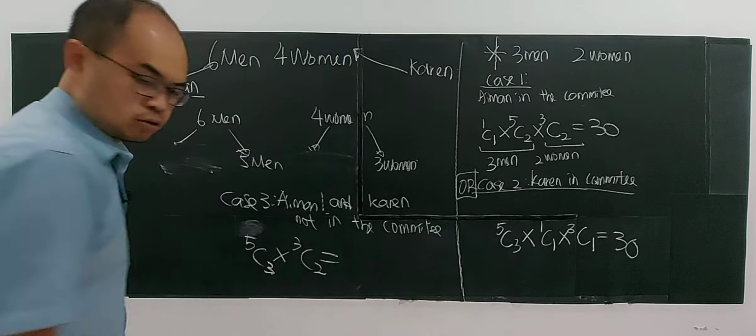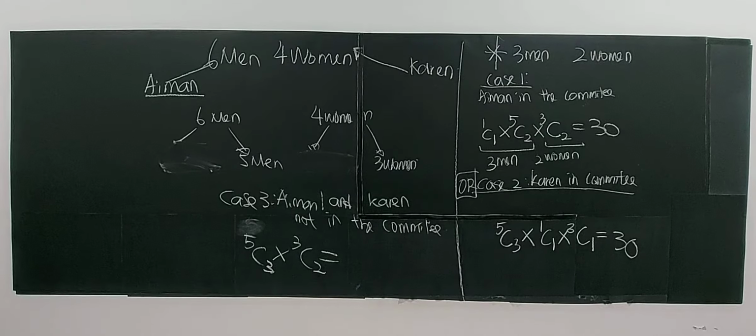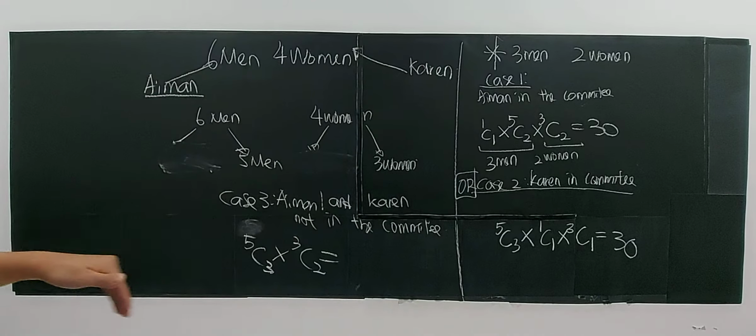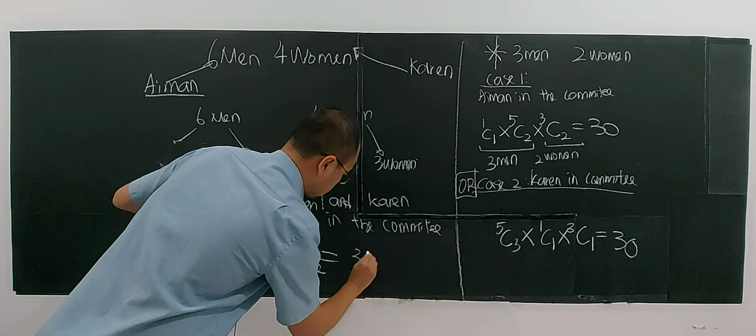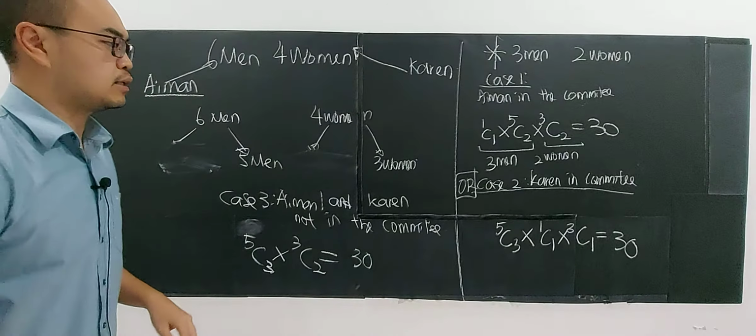And this one I think also 30. Yeah, 30 ways. So what is the total possibility?